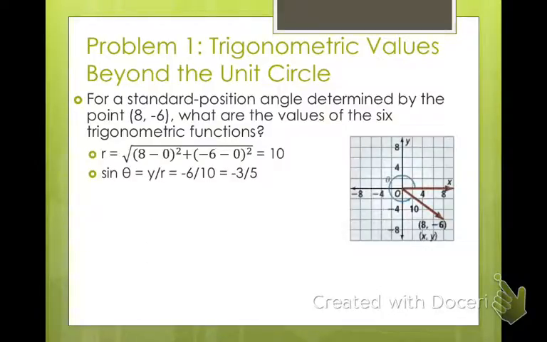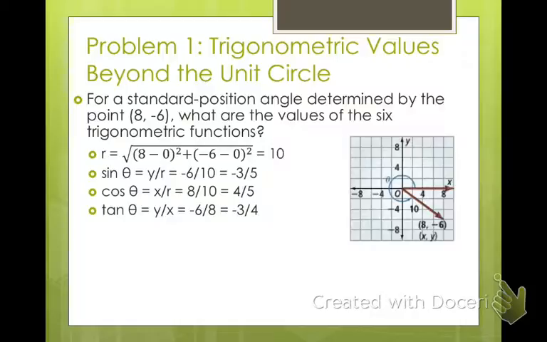So in order to find sine, we do y divided by our radius, and our y value is -6. -6 divided by 10 reduces to -3/5. Cosine is x divided by radius. X is 8. 8/10 reduces to 4/5. And tangent is sine over cosine, y over x. So -6/8, so -3/4.